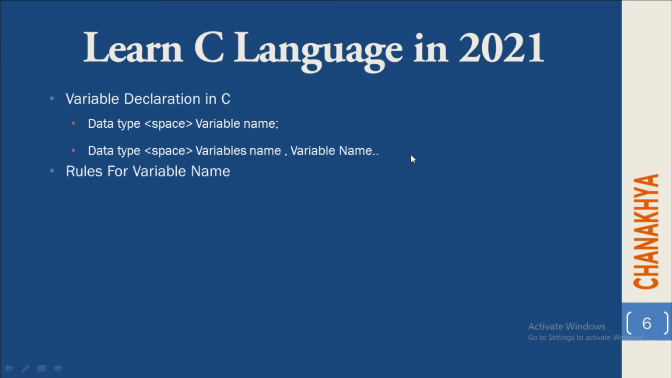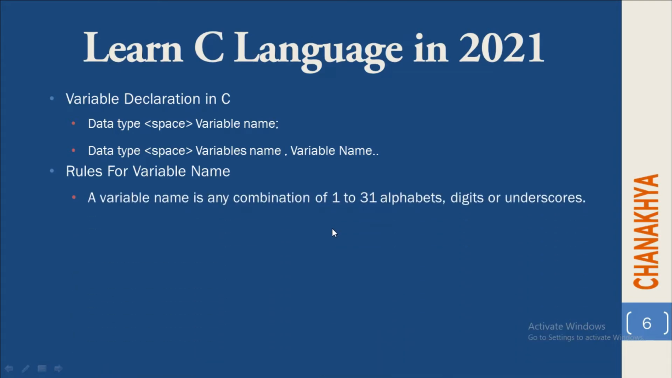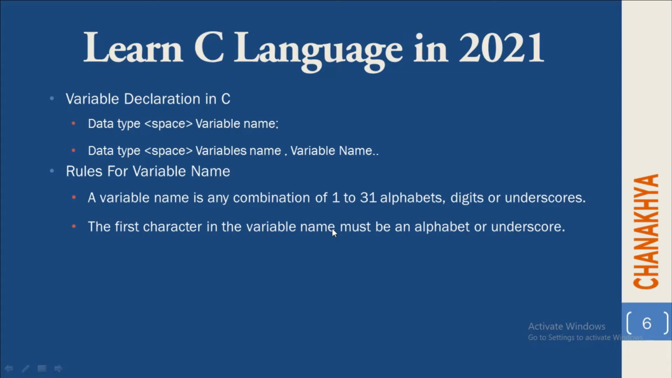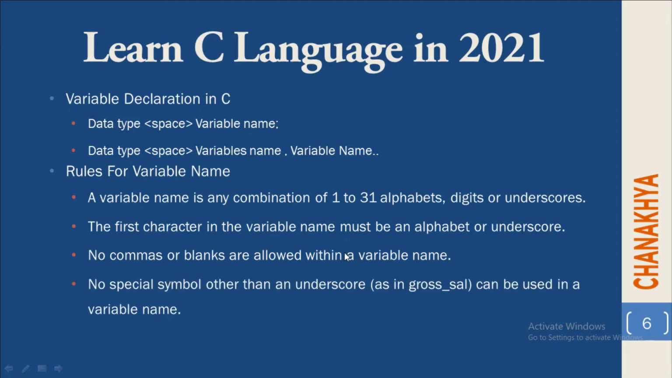Then rules for variable names. While giving the name to the variable, these are the rules we have followed, which we also covered in the previous video. A variable name is any combination of alphabets from 1 to 31 characters. We can use digits and underscore also while giving the variable name. The first character in the variable name must be an alphabet or an underscore symbol. No commas or blanks are allowed within a variable name. No special symbol other than the underscore, as in gross_sell, can be used in the variable name.